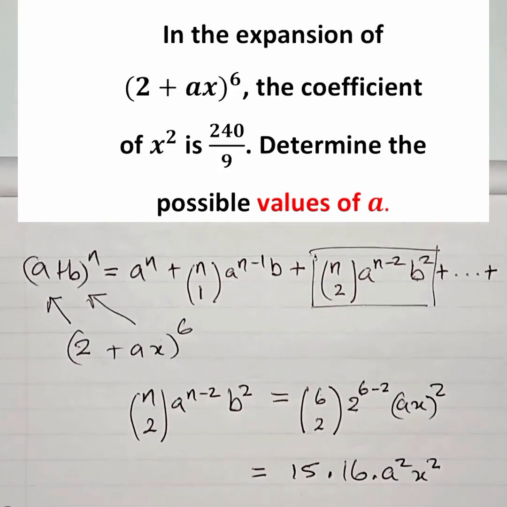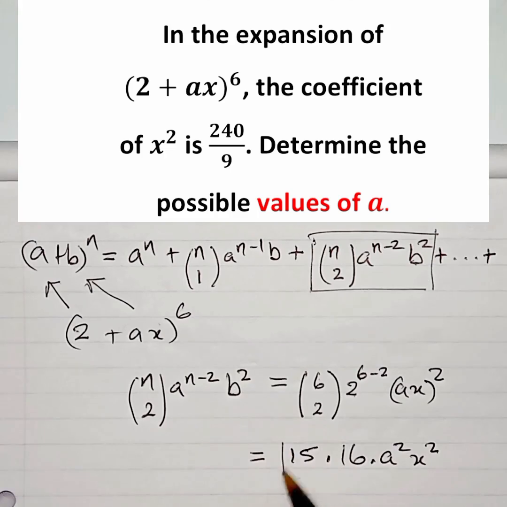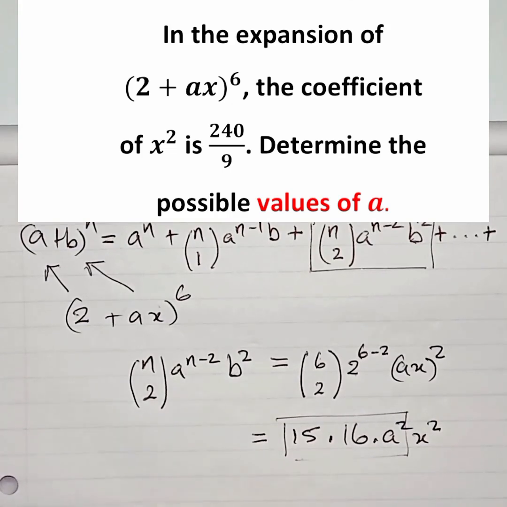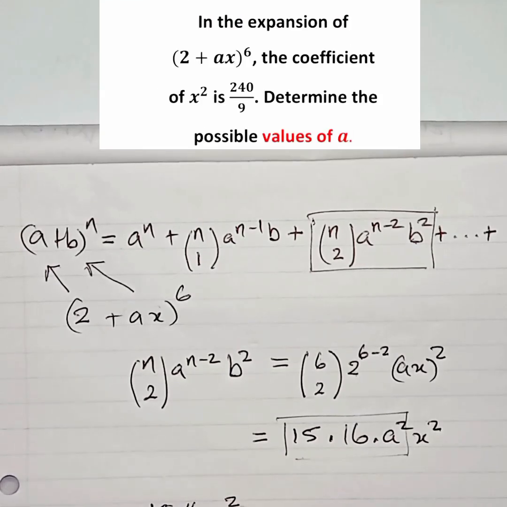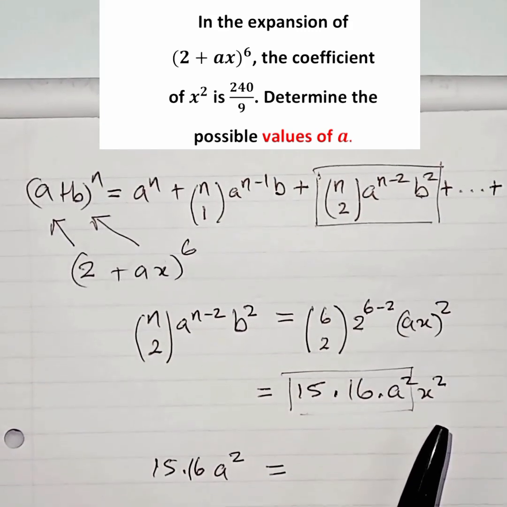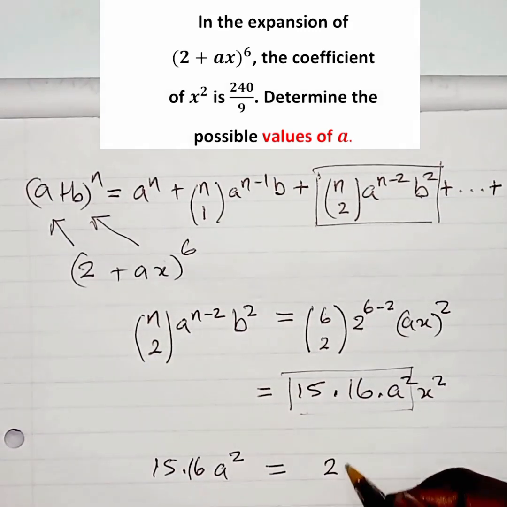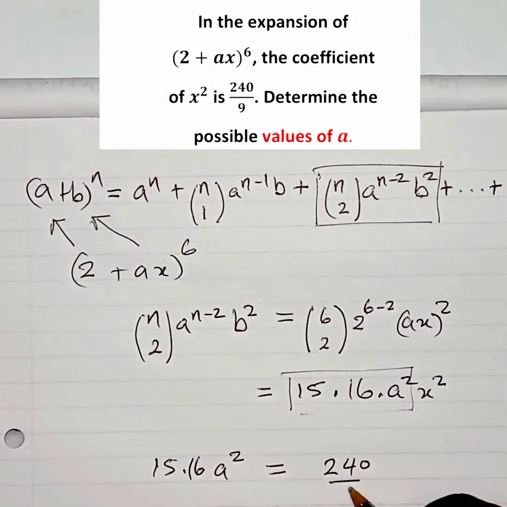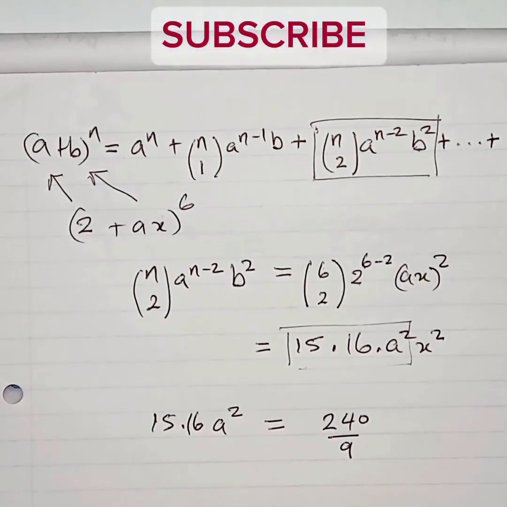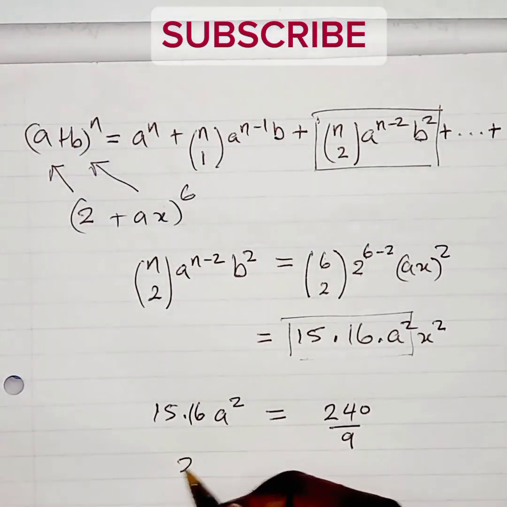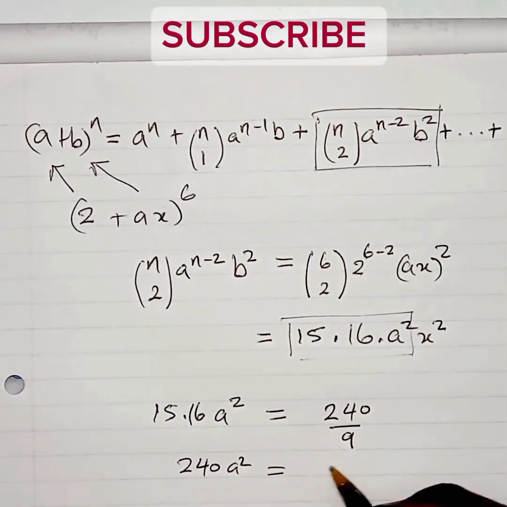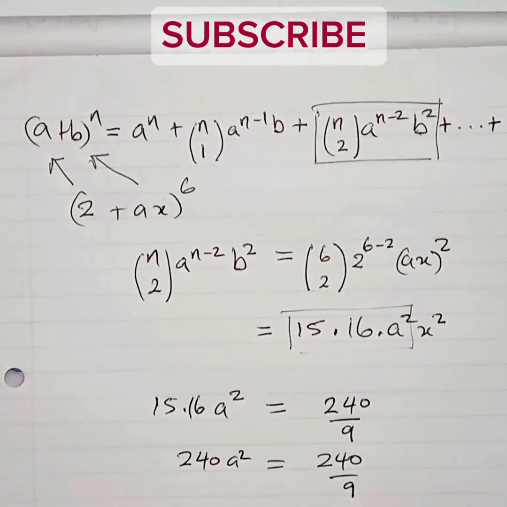All right. So the coefficient of x squared now is this one I have boxed. So that means we are saying 15 multiplied by 16, a squared is the coefficient of x squared in that expansion. So that is equal to 240 divided by 9. Now if you realize, you can just multiply this, and you are going to have 240 on this other side. 240 a squared is equal to 240 divided by 9.